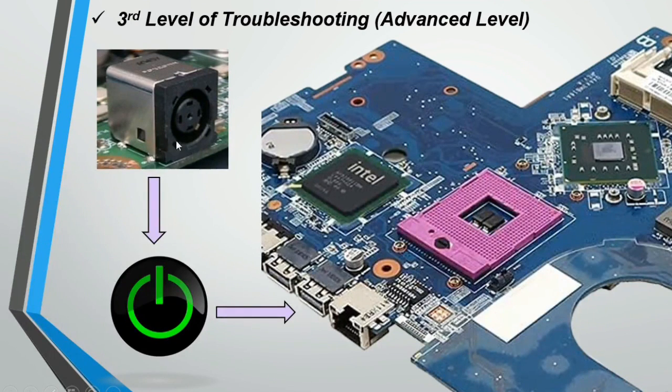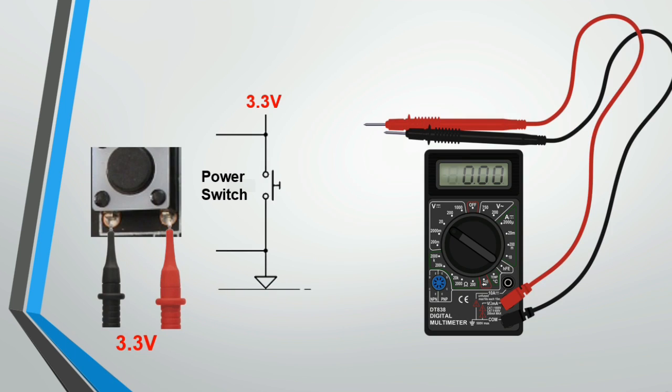If we find that the power jack is good, we should check the power button. Maybe there is a problem. The power gets into the motherboard, but maybe there is a problem with the power button. So how can we check the power button? I'll show you how. As you see, this is the power button.